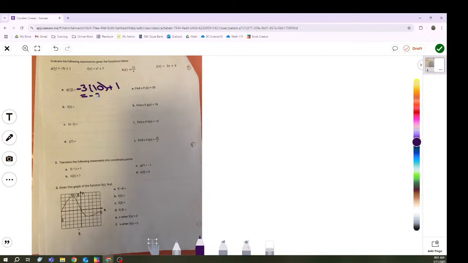Exactly. Now it does make a difference obviously on which question we're looking at. This was g of 10, so I went to the g of x equation. If we look at b, it says f of 3, so we're plugging that into the f of x equation, replacing x with 3. So what is that one going to give us? Good. H of a minus 2.